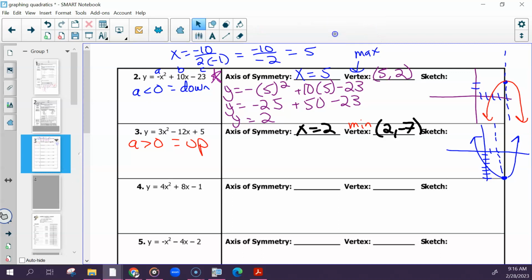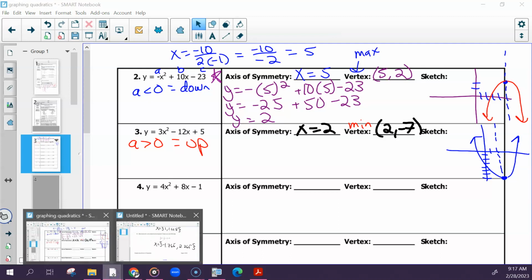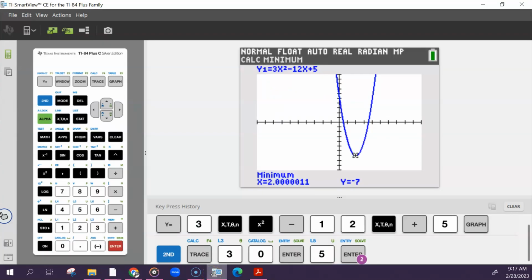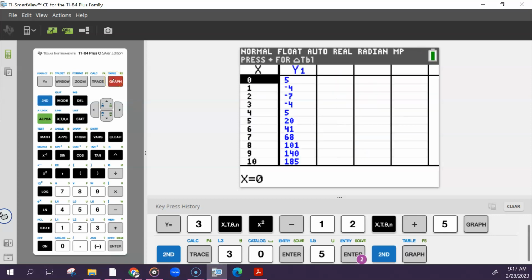I'm going to go back to the calculator so I can show you the other method. Let's say you saw this was 2 point a bunch of zeros and you want to make sure that it's actually 2 and not 1.9 or something. You would hit second graph. And that point that we thought it was does say 2, -7.